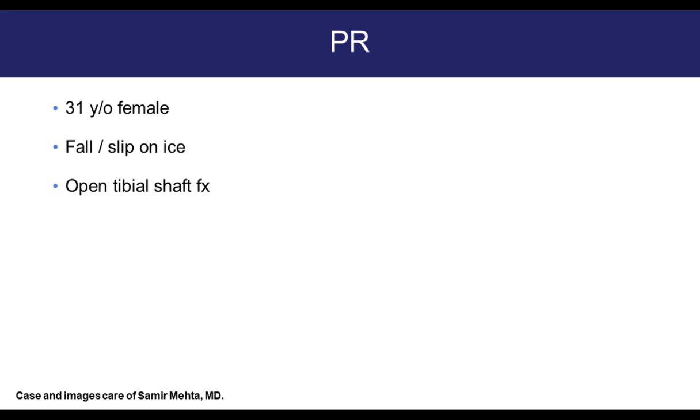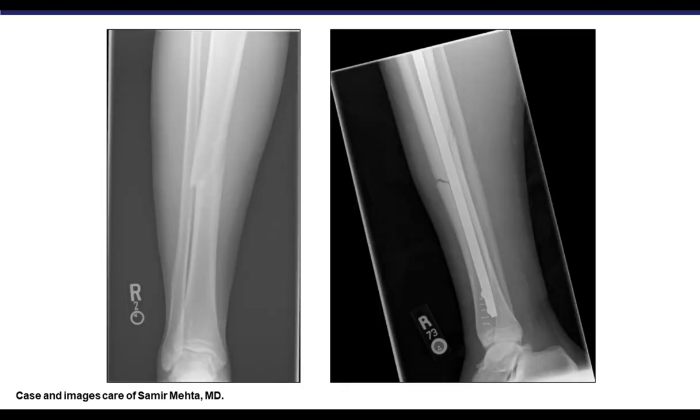This was a 31-year-old female who fell and slipped on ice and had an open tibial shaft fracture, something most everybody listening has taken care of. And here are the initial x-rays. Again, clearly not a terrible soft tissue injury on the plain films, a short oblique fracture that Dr. Mehta did an irrigation and debridement and an early internal fixation with anatomic reduction with an intramedullary nail.